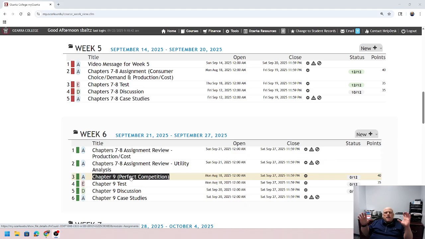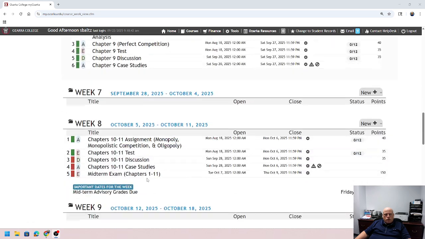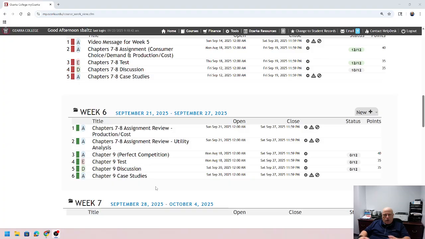Chapter 9 is the first of basically 3 chapters that cover a particular type of market structure. As we'll learn in Chapter 9 and the next couple of chapters, market structure is basically how we categorize a particular type of economic system that a business operates in. And you'll learn about the characteristics that are used to define different market structures.